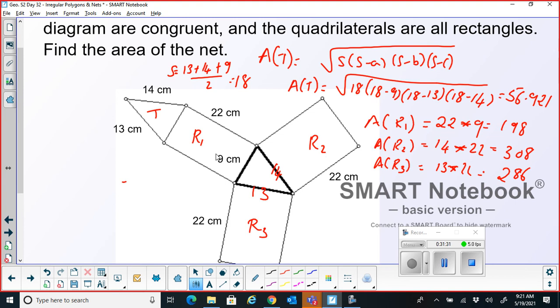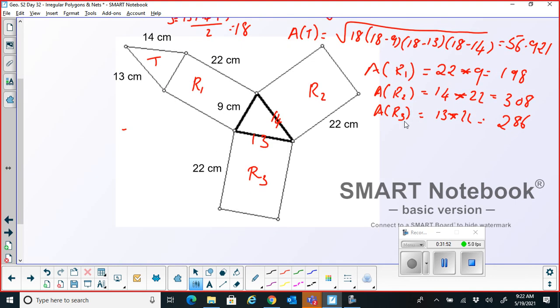Next, the area of this rectangle 1 is 22 times 9, which is 198. Area of this rectangle 2 is 14 times 22, which is 308. Area of rectangle 3 is 22 times 13, which is 286. The total composite area is going to be twice the area of the triangle plus the areas of these that we have. So the total composite area is going to be 2 times 56.921 plus 198 plus 308 plus 286.